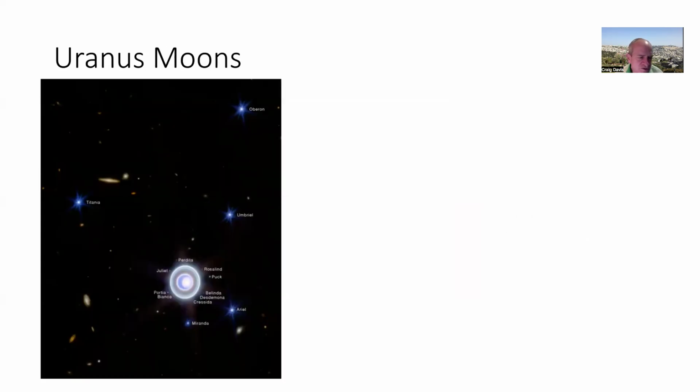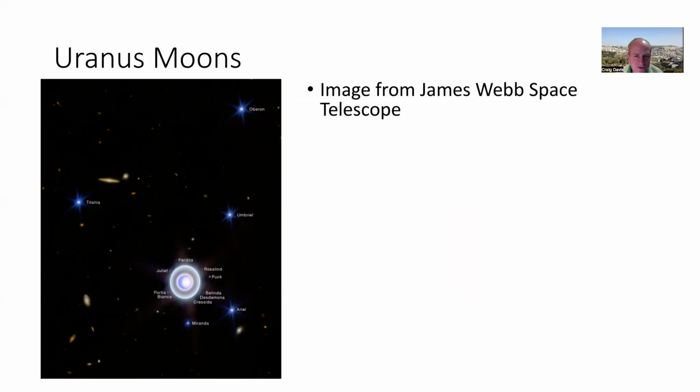This picture is of the moons of Uranus, taken from the James Webb Space Telescope. So that's not just a drawing, this is an actual photo. The James Webb Space Telescope, a real miracle of engineering, taking a good photo of things so far out and capturing so many moons in it.